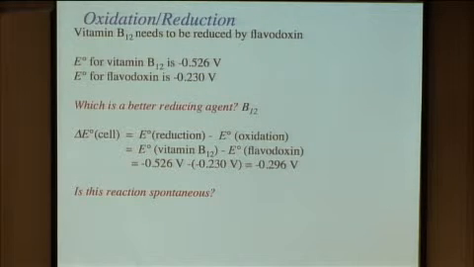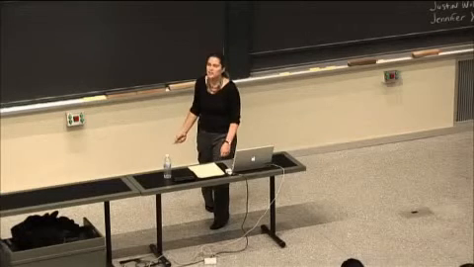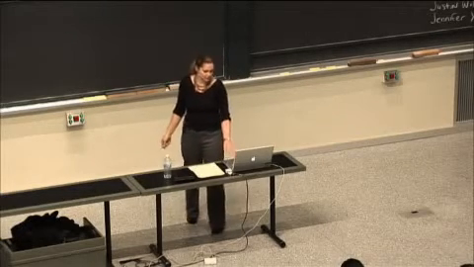So we can look at how unfavorable this process is, and we can calculate the standard potential for this. We can use this equation where we have reduction minus oxidation and plug the values in. So we have minus 0.526 minus the minus flavodoxin potential, and that gives us a negative value for delta E. So is this reaction spontaneous? No. And that's because if you have a negative standard potential, then you're going to have a positive value for delta G, so it will not be spontaneous.